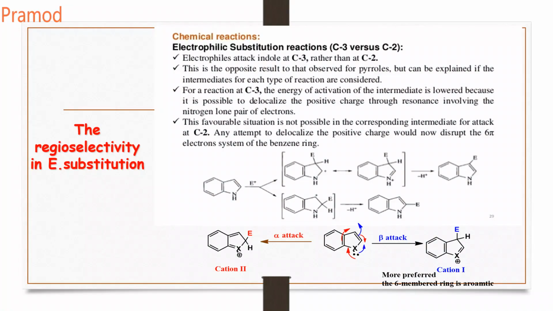Now let's go for the electrophilic substitution reaction. It is regioselective. What do you mean by regioselective? Selectively at that one position only it will go. So it will go at your C3 position compared to that of your C2. Means it will prefer your C3 position compared to that of your C2. Why?